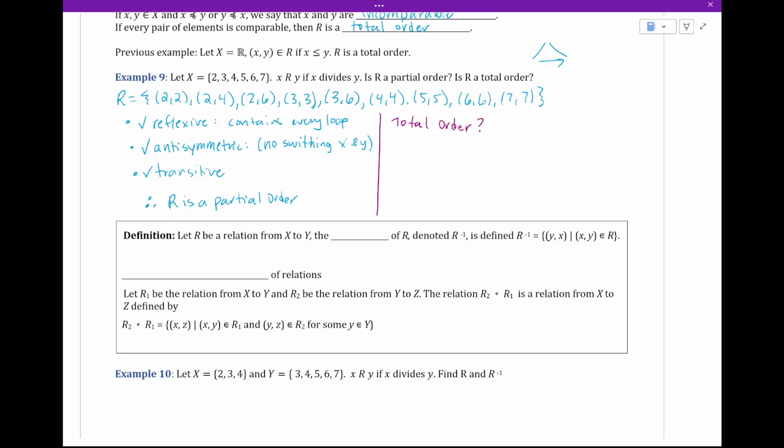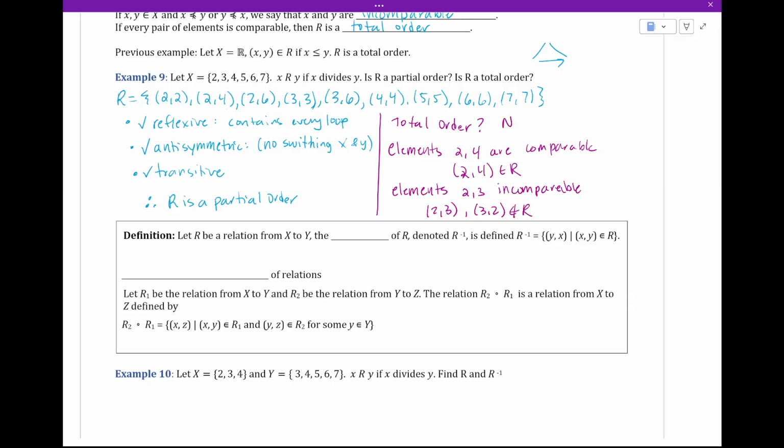Let's look at some of the comparable elements. Elements 2 and 4 are comparable because (2, 4) is an element of R. But what about elements 2 and 3? Are they comparable? They are not. They are incomparable. That's because (2, 3) and also (3, 2), neither of those are in R.